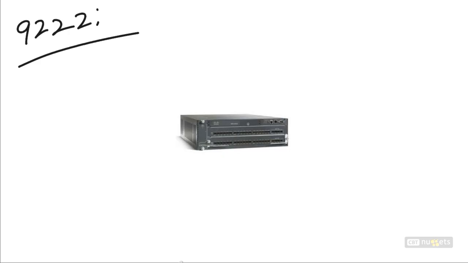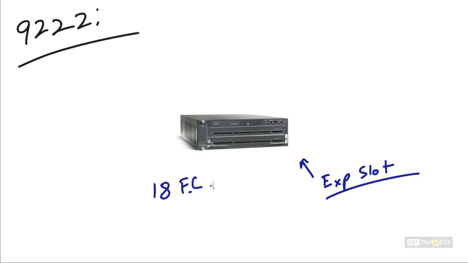Now, if the 9124 and the 9148 are guilty of anything, it's that they're not the most flexible of devices. The 9222i is indeed that device. This device features an expansion slot for a wide variety of modules that can be inserted for different types of connectivity. There are 18 fiber channel ports here, once again at 4 gigabits per second, and there's also 4 gigabit Ethernet ports on this device. These would be utilized in a fiber channel over IP or iSCSI type environment. So a much more flexible MDS switch here with the 9222i.